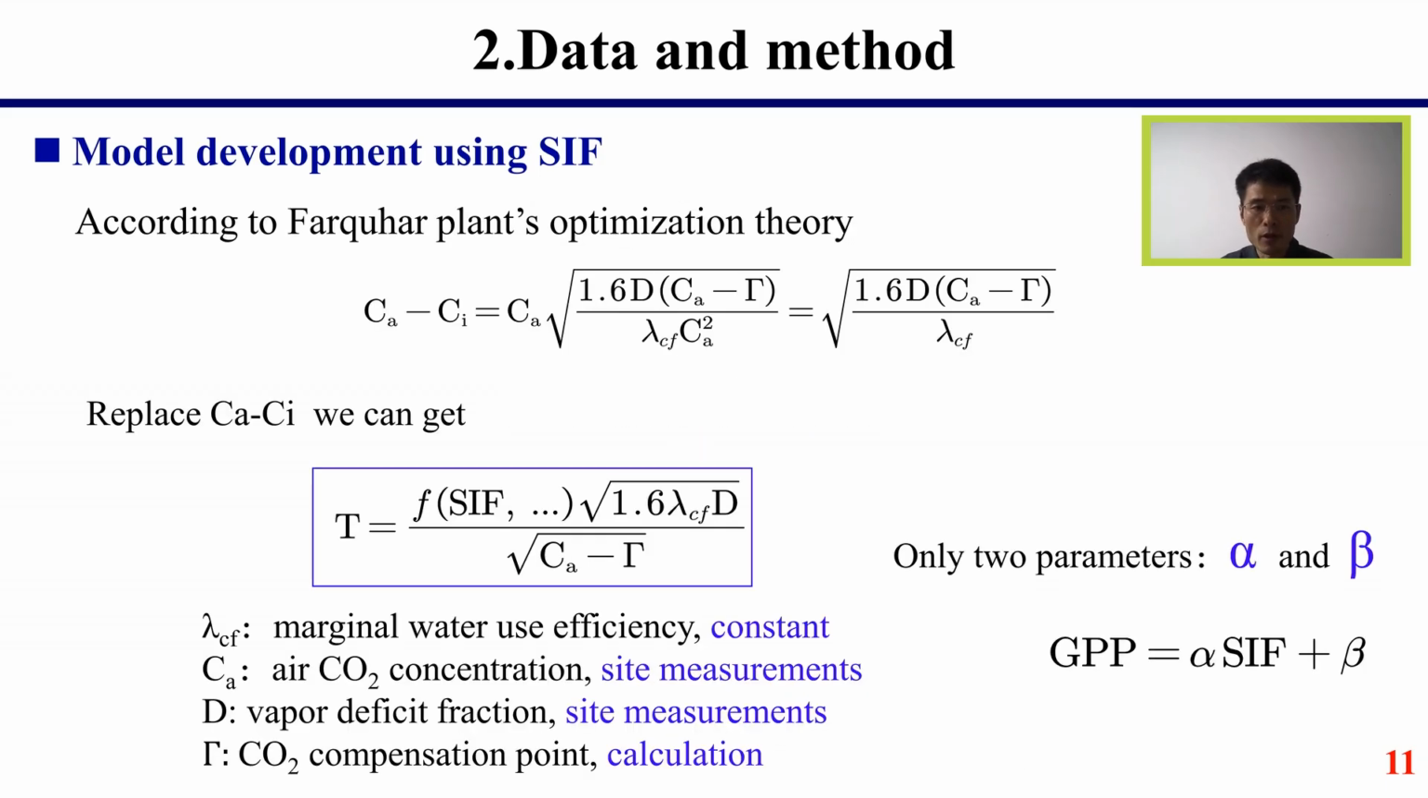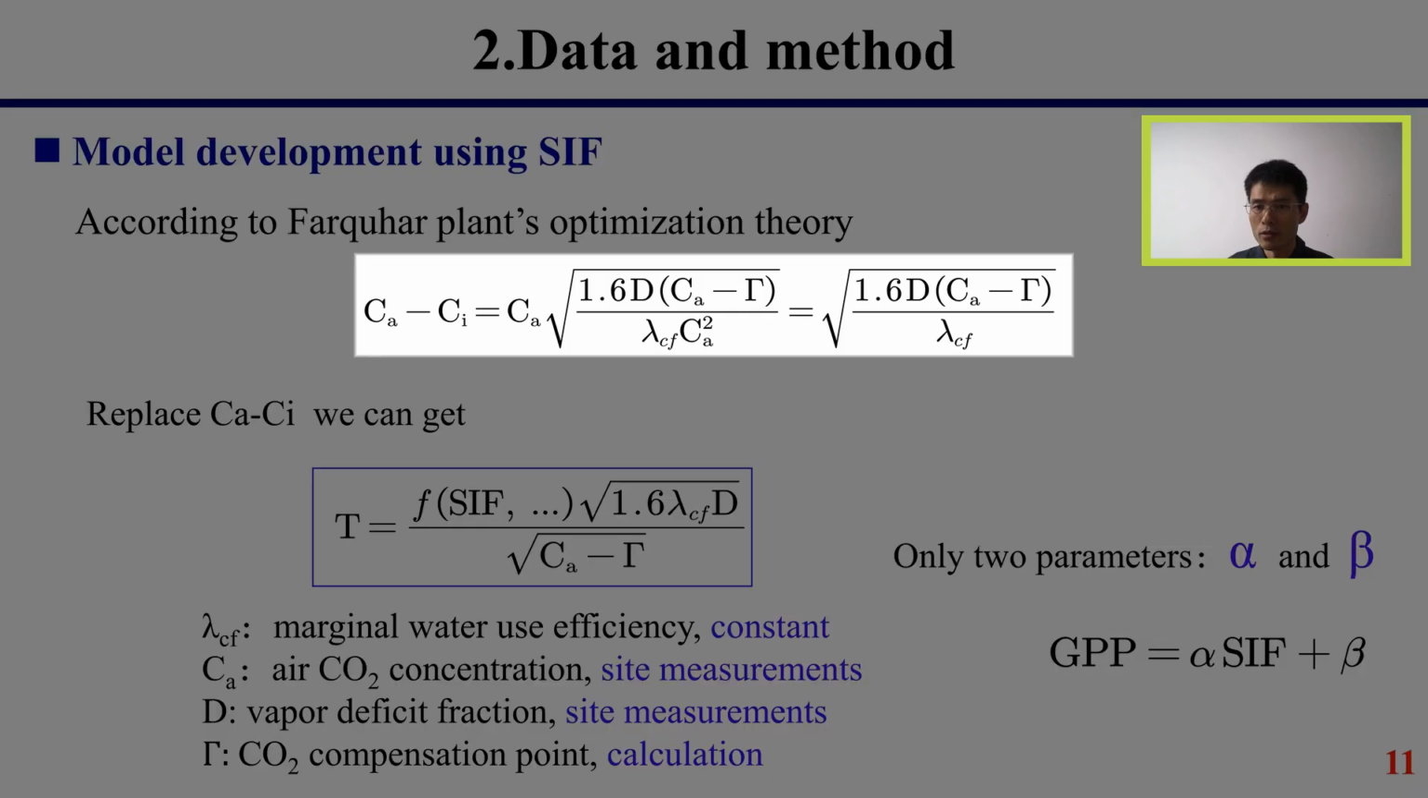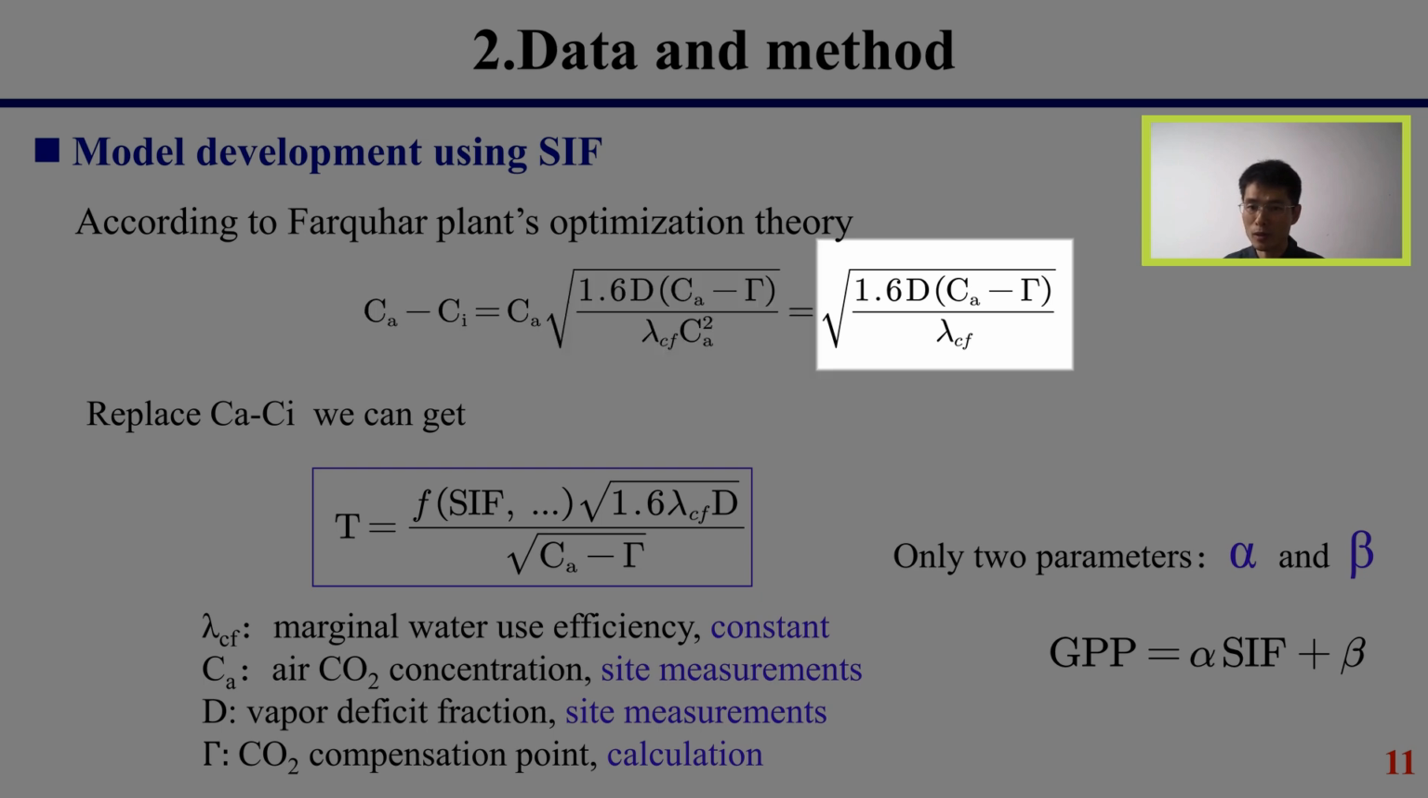Professor Farquhar from Australia proposed the optimization theory. In this theory, they can quantify the CO2 gradient using some equations. Finally, they can quantify this Ca minus Ci using Ca, tau, lambda C F, and D. I will explain the variables one by one. D is what we mentioned just now: the vapor pressure deficit fraction, related to VPD.